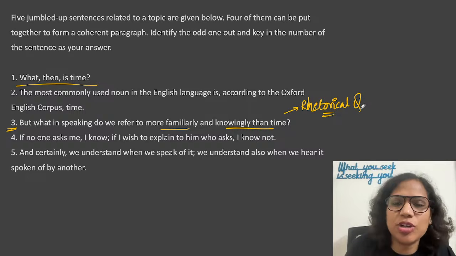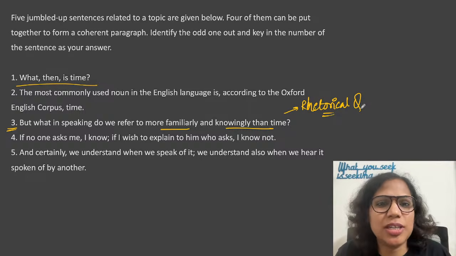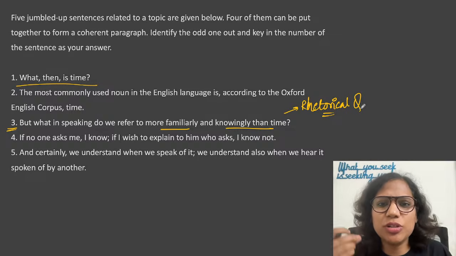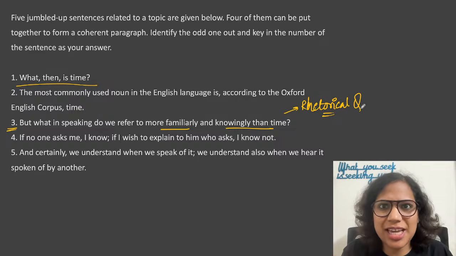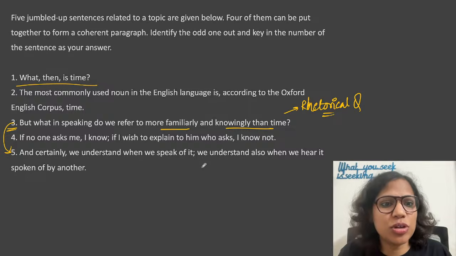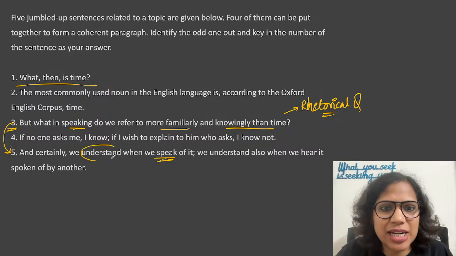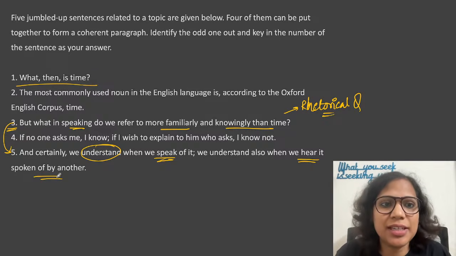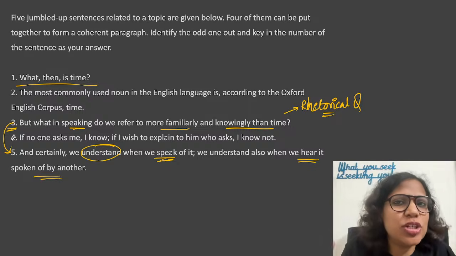Time क्या हुआ है, अरे time कम बचा है, you know what, it's almost time, okay, I'm taking more time, all those things. So when we talk about it, we refer to it so familiarly, so knowingly. Yes? And certainly we understand when we speak of it. We understand also when we hear it spoken of by another, है ना. So हम जब बोलते हैं तब हमें उसका concept पता है, we understand it. And also when we hear it spoken of by another, तब भी मुझे पता है. But so तो अब ठीक है, बोलने में पता है, सुनने में मैं मीनिंग समझ जाती हूँ.